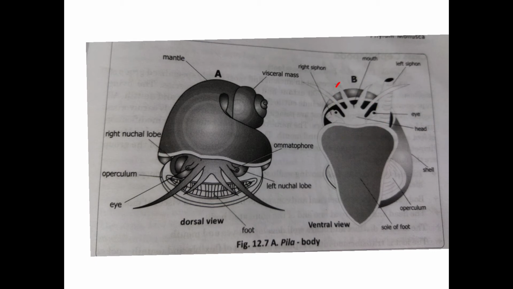This one is the anterior tentacle. It is shorter when compared to the posterior one. It is called the cephalic tentacle, and this one is the posterior tentacle. It is called the true tentacles.